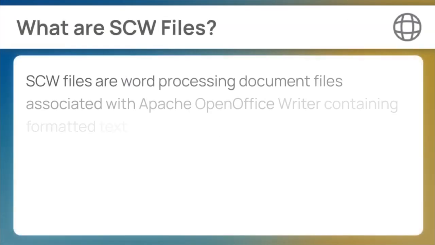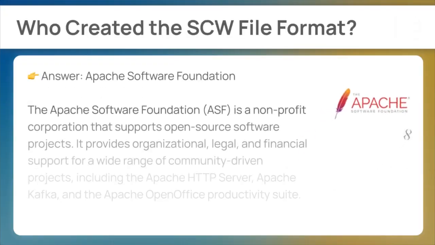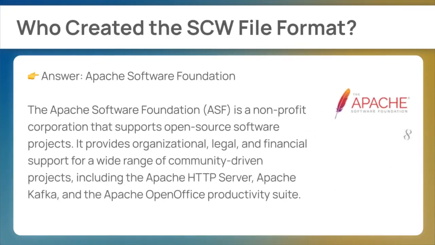SCW files are word processing document files associated with Apache OpenOffice Writer containing formatted text, document layouts, embedded images, tables, and styles. They store text document content created in OpenOffice's Word processing application for cross-platform document editing and sharing.